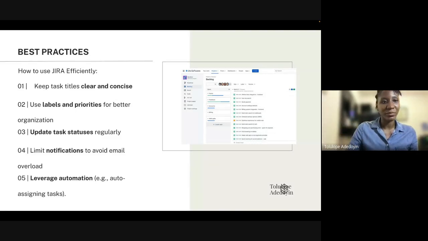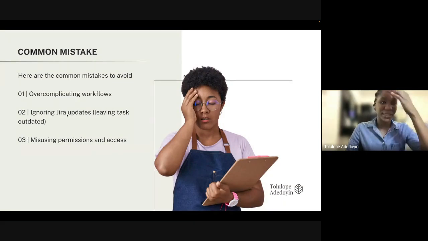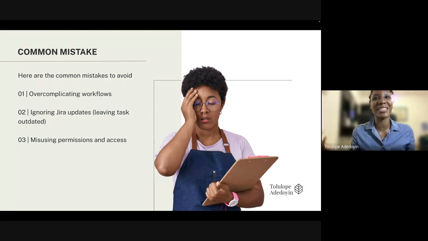And then common mistakes that we should avoid. First is overcomplicating workflows. The workflow that I showed was pretty simple. You move it from to do to in progress to done. But sometimes it can get more complex than that, like to do, blocked, impediments and all of those things. You want to avoid that complex workflow where people don't even know what's the next place to put a particular task anymore. You want to make it as simple as possible and easy for your team members to use.